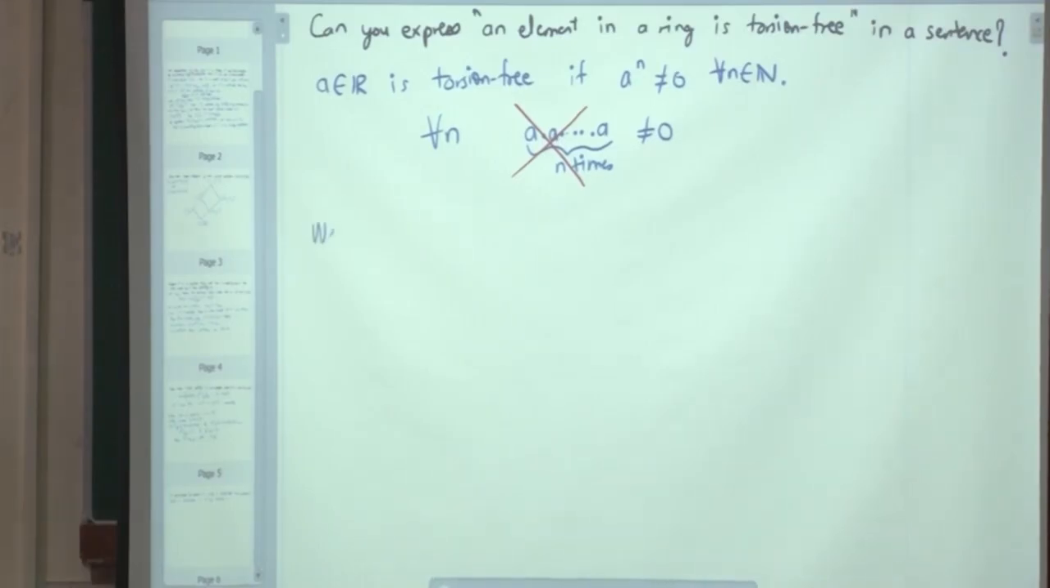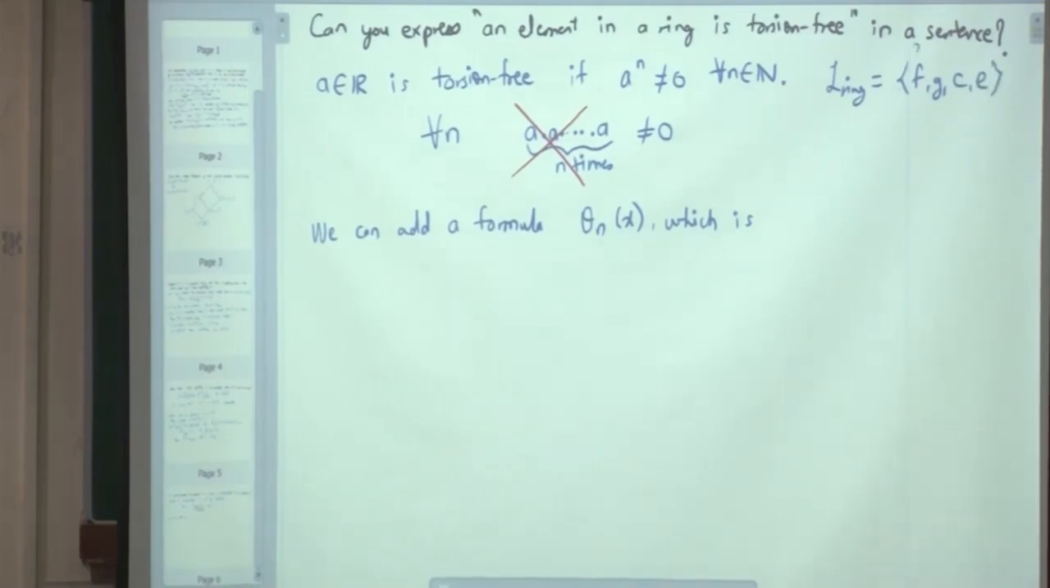Okay, so we can add perhaps not a sentence but a formula, theta n of x, which is x added n times. Now how do we write that? Our language is that of rings, so it is L ring, and we have F, G, C, E. These are binary, and then maybe there is an H which is unary, then 0 and 1. This one stands for 0, this one stands for 1, plus, dot, minus, 0, 1. These are our notations.